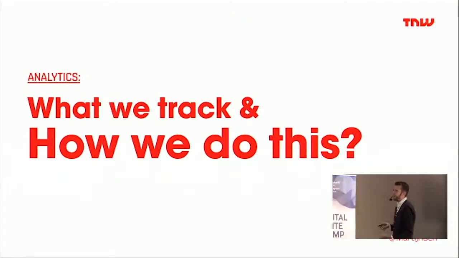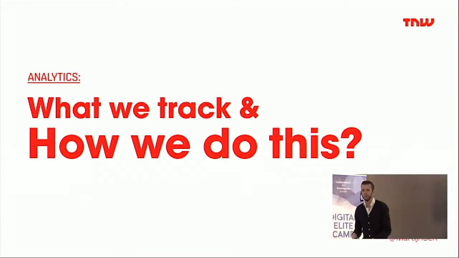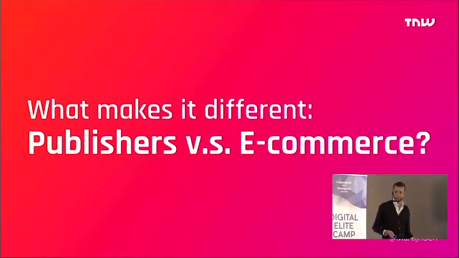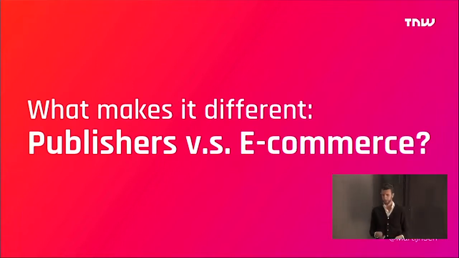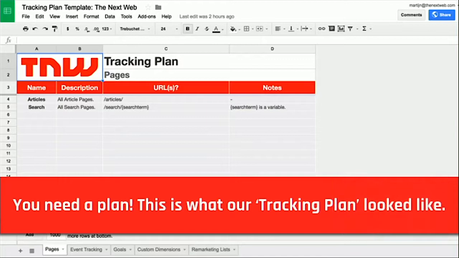So the way we try to track and the way we try to do this is save a ton of information. And what really makes it different from publishers versus e-commerce, what we see at least, is that we try to save way more on the engagement of our users. And I'm going to share in the next couple of minutes a couple of examples on how we do that.